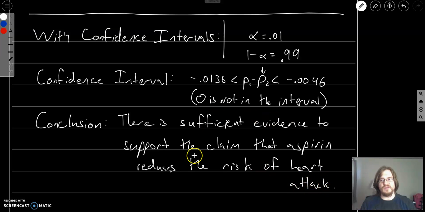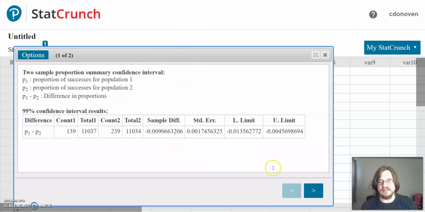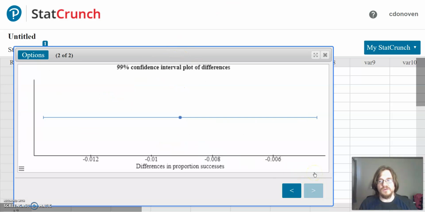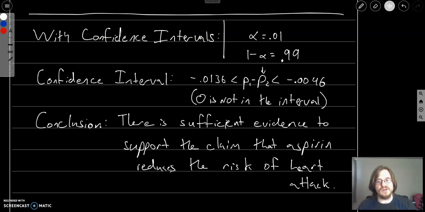Okay, so we achieve the same conclusion using confidence intervals or using p-values. And again, everything is just within StatCrunch. So if we click over, we can see the confidence intervals drawn out. So if here is 0.008, 0.006, so 0 will be off to the right and is not contained in the confidence interval. So we do not expect P1 and P2 to be the same number.